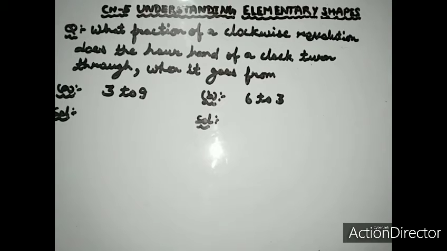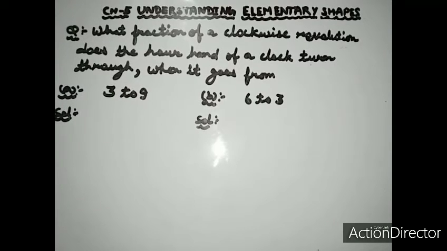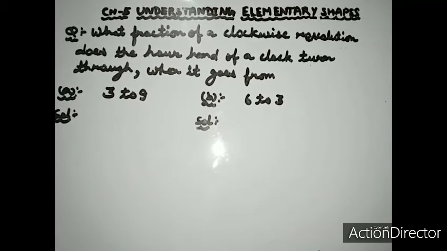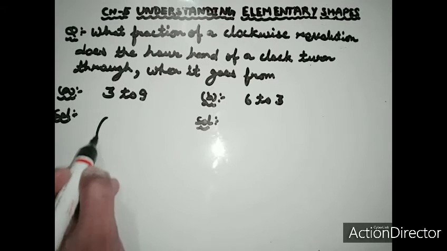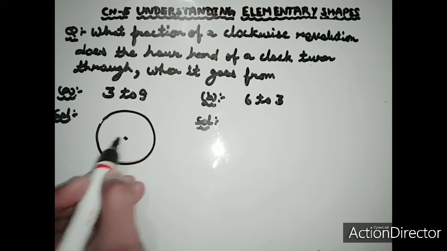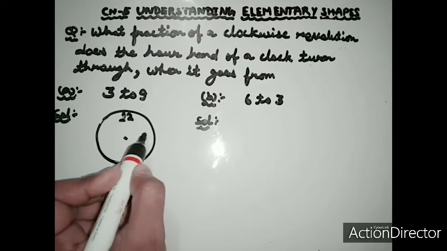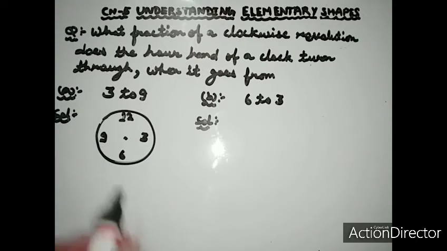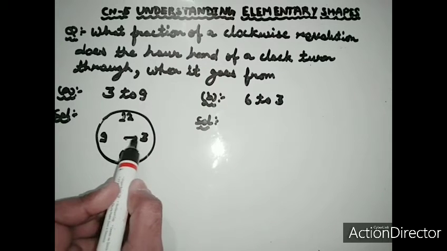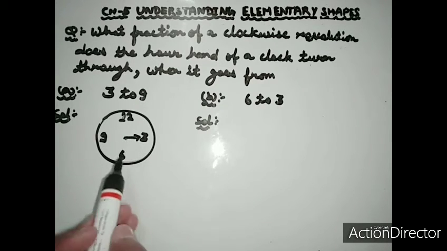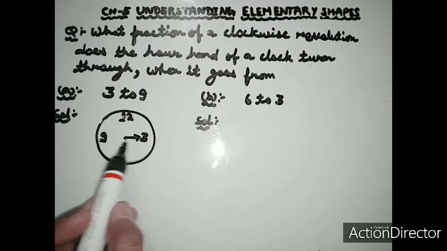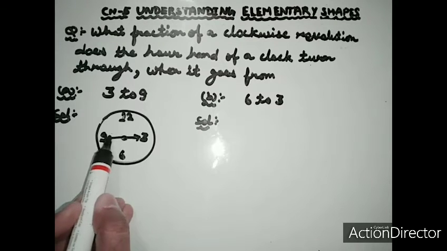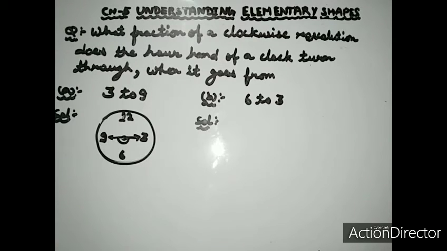Right, so first we draw a figure of a clock here. Okay students, now we draw a figure of this clock. Now here we write 12, 3, 6 and 9. The hand of the clock, the initial position is 3 and the final position is 9.